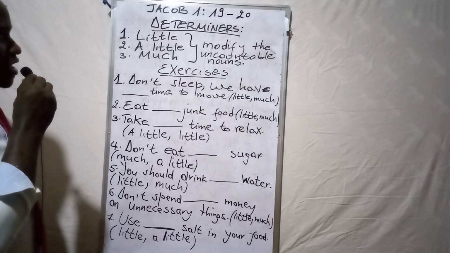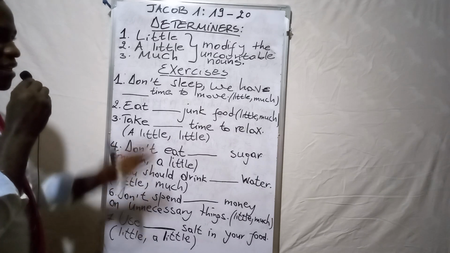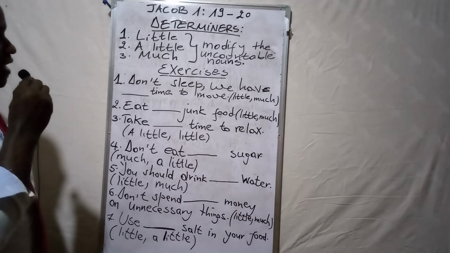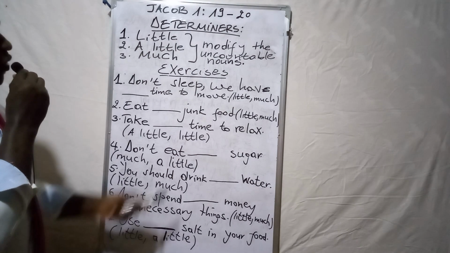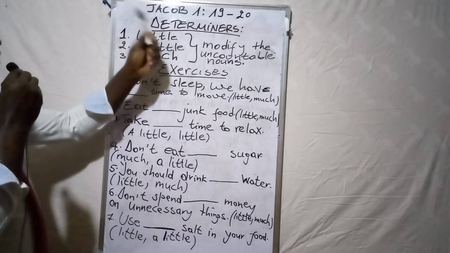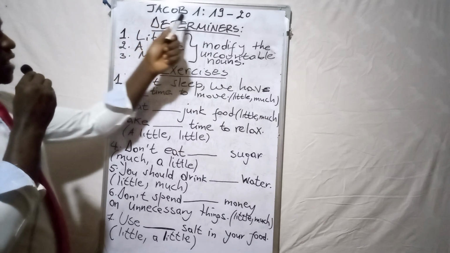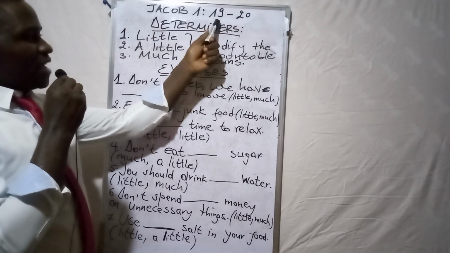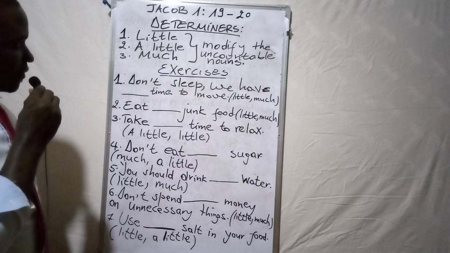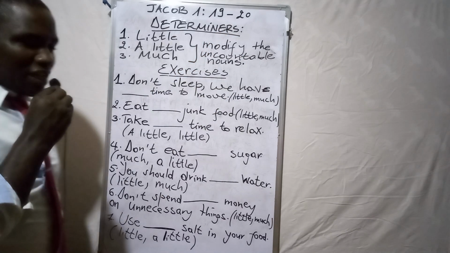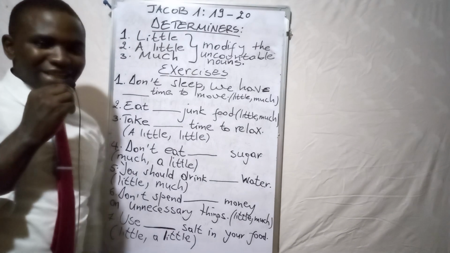Before starting the lesson, first of all, our Almighty God is the one to be praised. Here we have the book that you can read: James chapter 1, verses 19 to 20. Now let's begin our lesson without delaying our time.